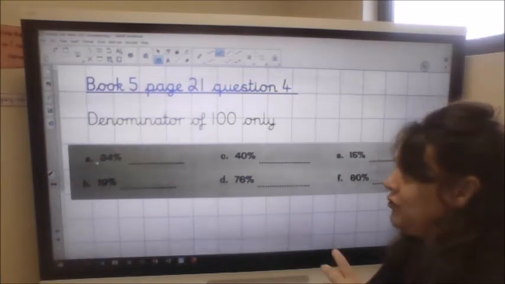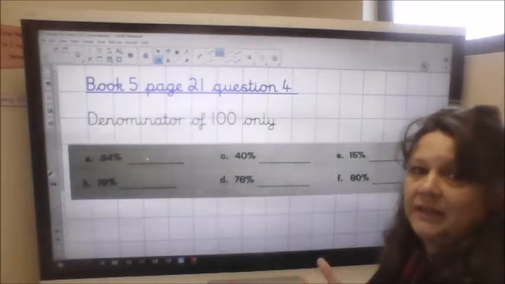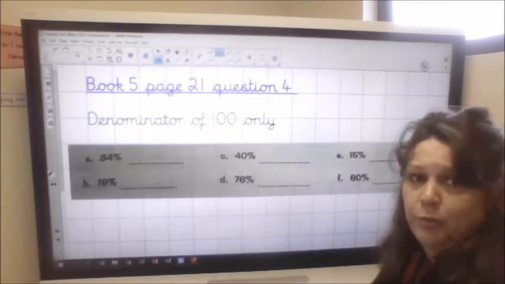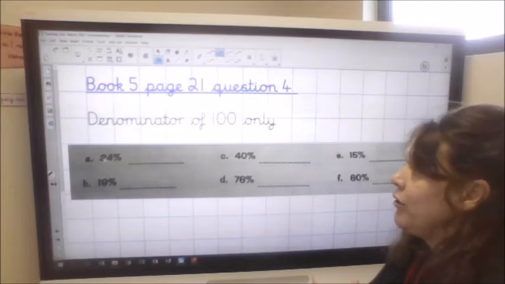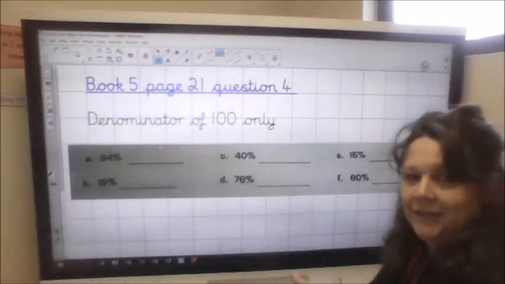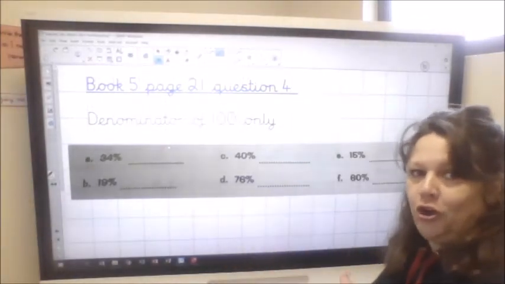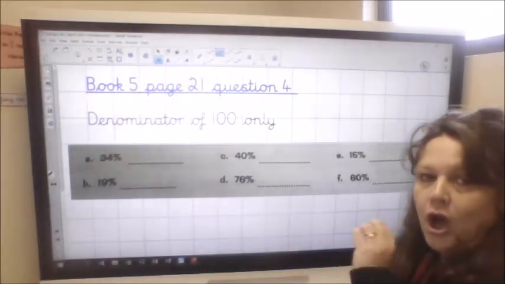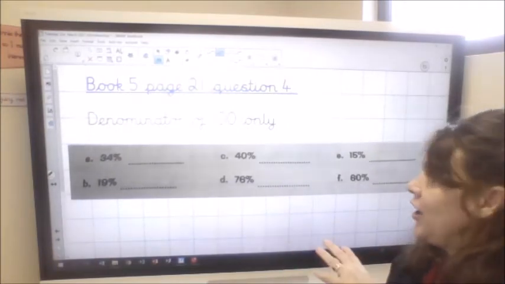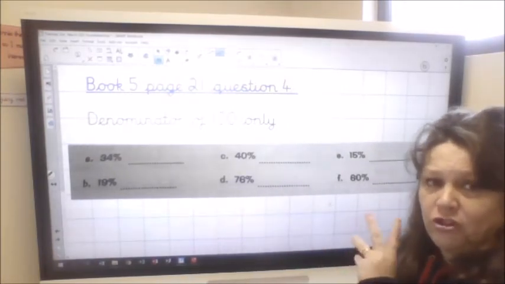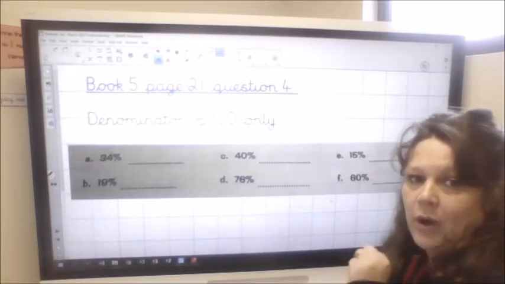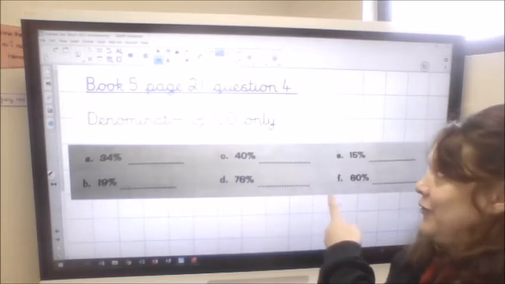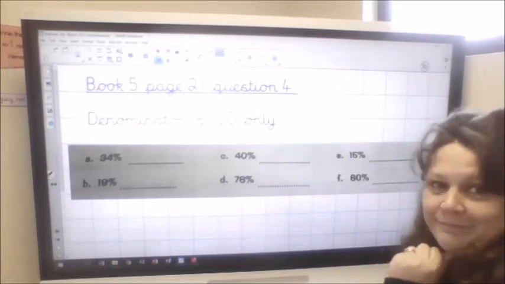What you are going to do is write these percentages with a denominator of 100, just like you've just been doing. Okay, so 34% is 34 over 100. So very, very straightforward. You're just having a little go in your book now of the question there. So just question 4, and then you're going to have a go at your challenge. Okay, so pause the video, have a little go. Page 21, question 4.